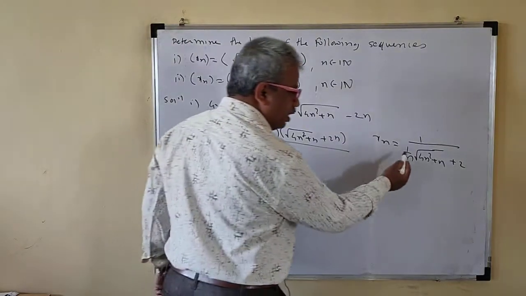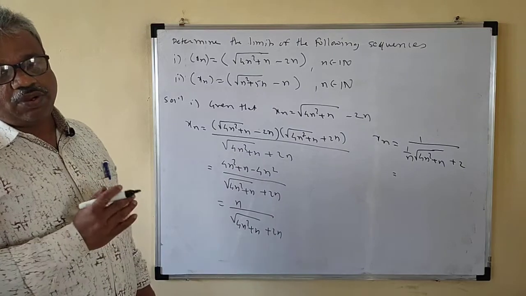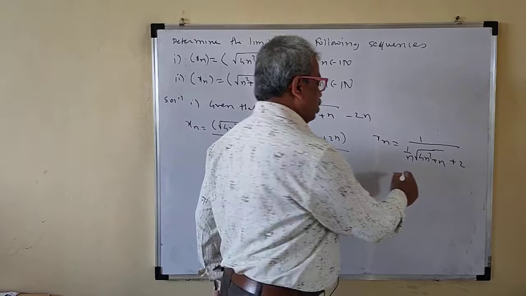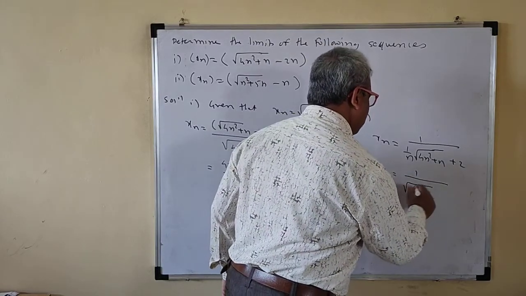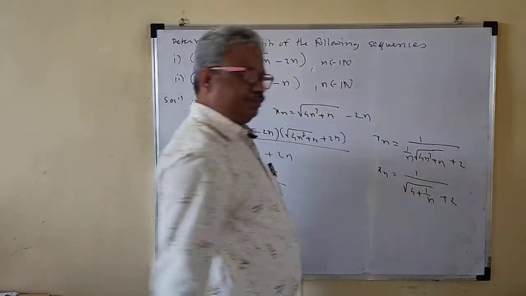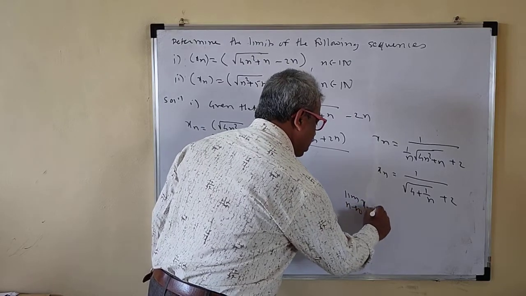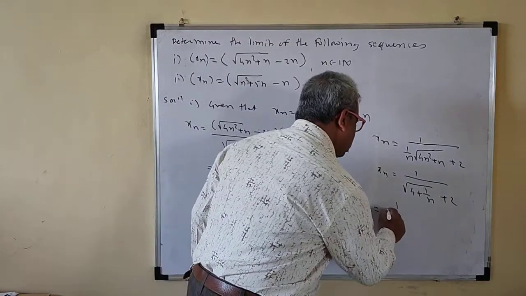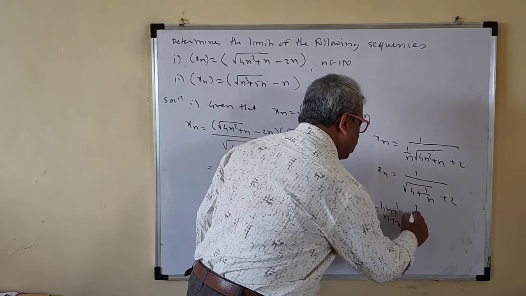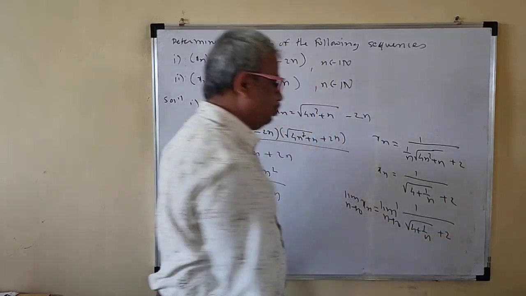Now we will take this 1 upon n inside the root. If you take 1 upon n inside the root, it will be 1 upon n square. We will multiply by 1 upon n square to each term of the root now. So this is 1 upon root of 4 plus 1 upon n plus 2. This will be your xn. Okay. Now we take the limit. So limit n tends to infinity, xn is equal to 1 upon limit n tends to infinity of root of 4 plus 1 upon n plus 2.